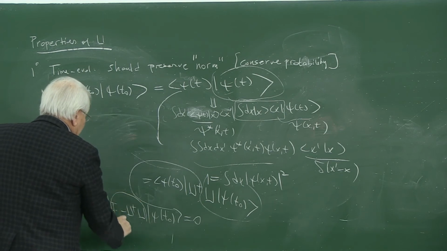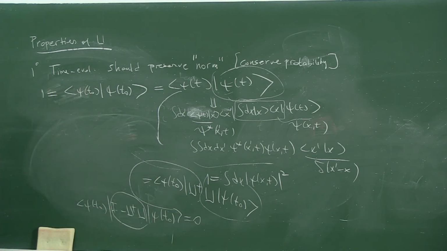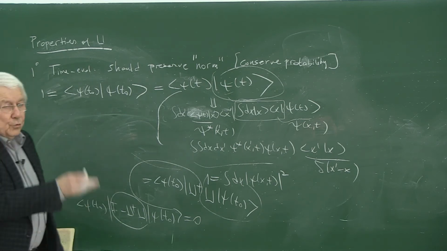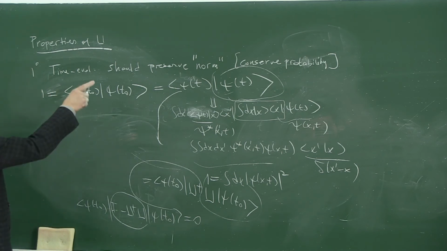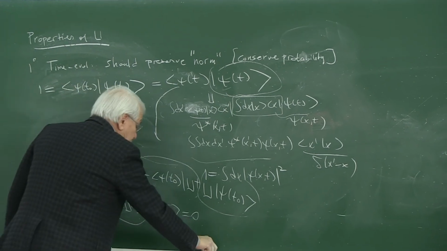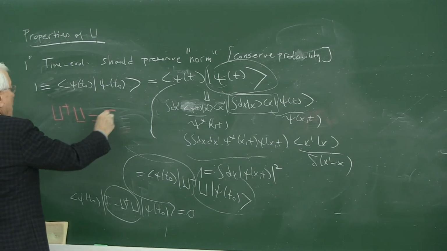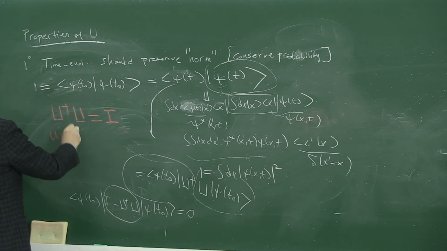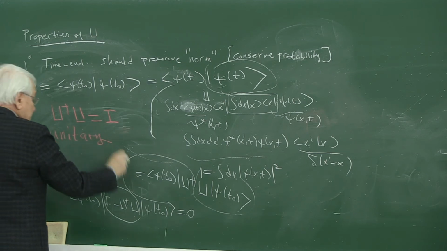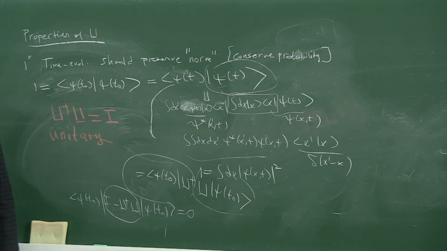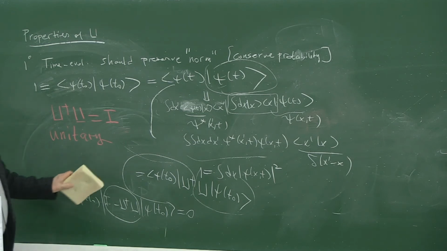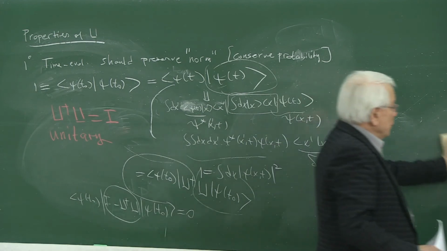These psi t0 are arbitrarily chosen, so this should be 0, otherwise you cannot get 0 at that level. So unitarity is proven. Time evolution should preserve norm gives you the first mathematical condition: u dagger u is 1, unitary. That's very nice. Well, we had a similar property before when we were discussing the space translation. So it's very nice that we again have obtained a unitary operator for the time evolution.